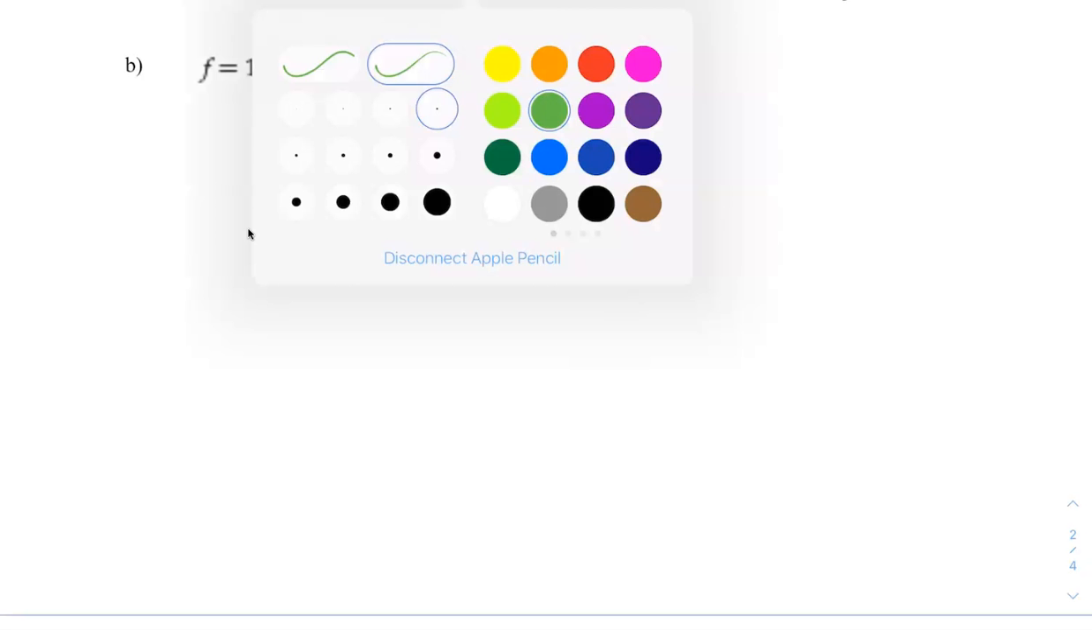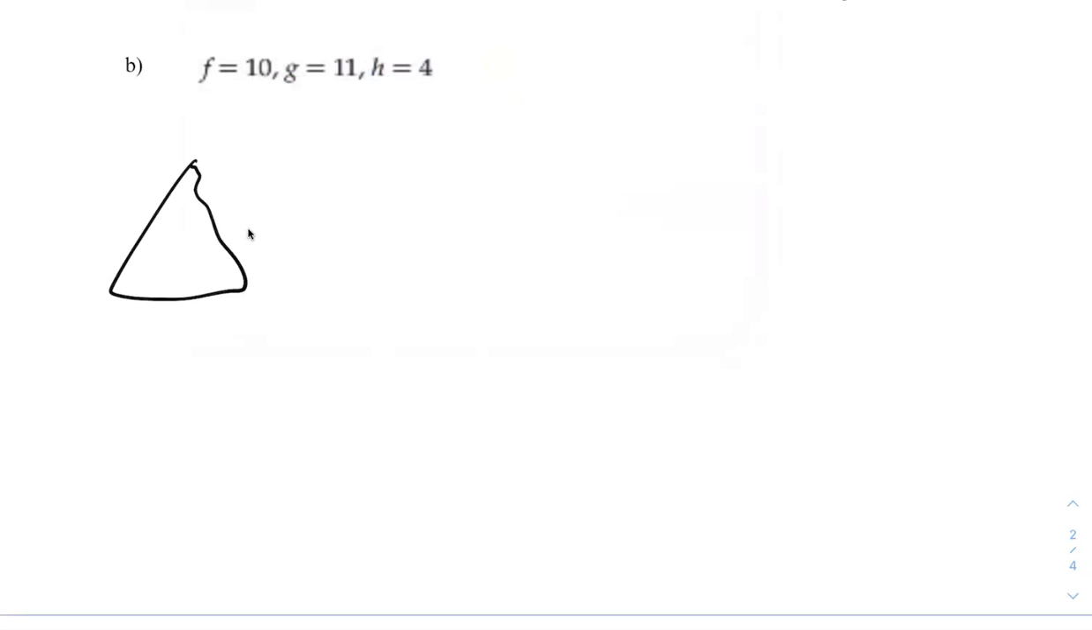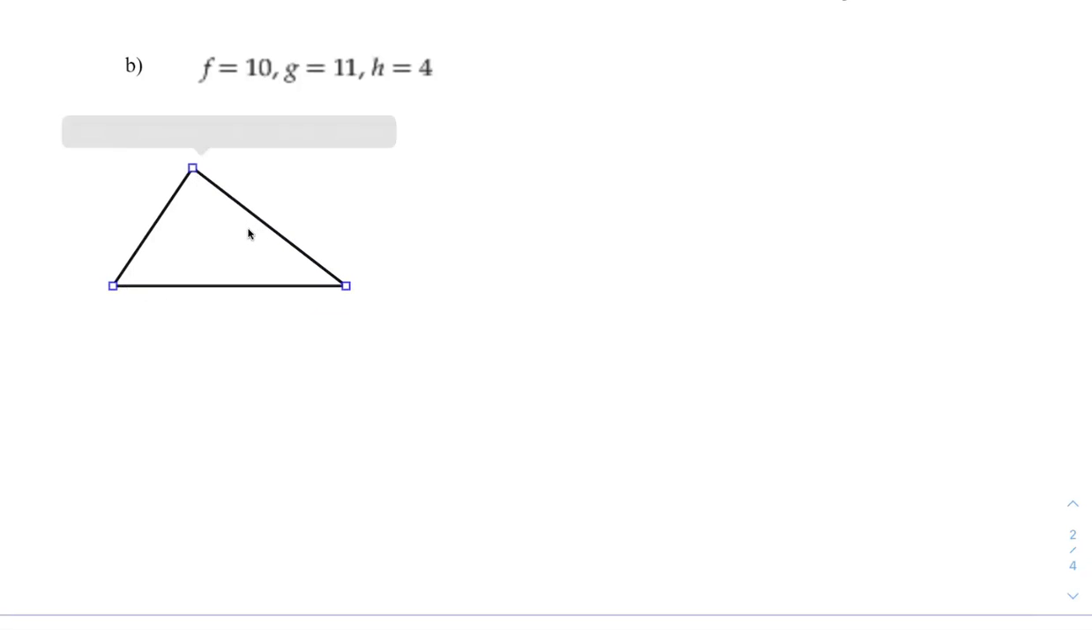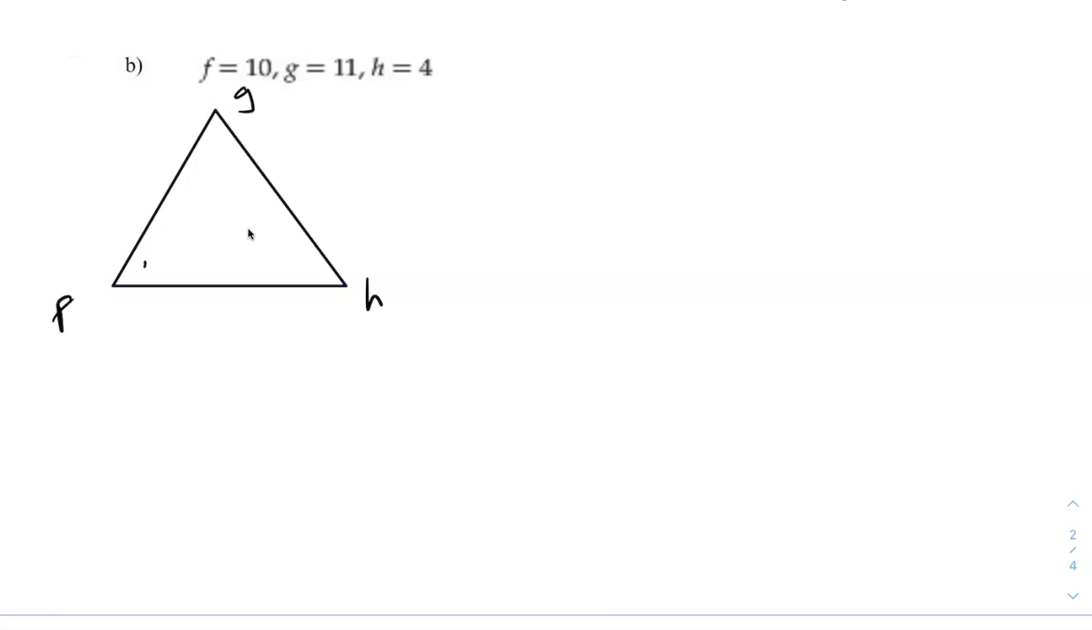So same idea. I've got to solve the triangle. Let's make it a little bigger, but there we go. So F, G, H. All I'm given is sides. Side F is 10, side G is 11, and side H is 4. No degree signs. All you're given is sides.